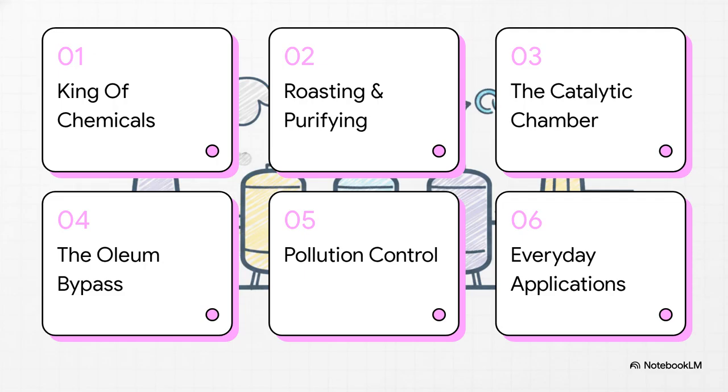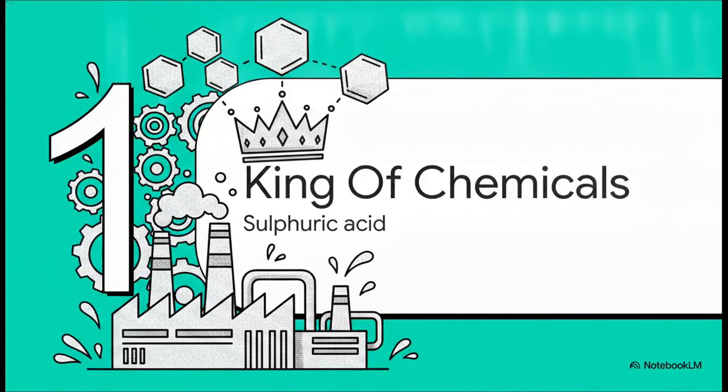So, here is our roadmap for the tour today. 1. The king of chemicals. 2. Roasting and purifying. 3. The catalytic chamber. 4. The oleum bypass. 5. Pollution control. And 6. Everyday applications. All right, let's jump right into section 1, the king of chemicals.